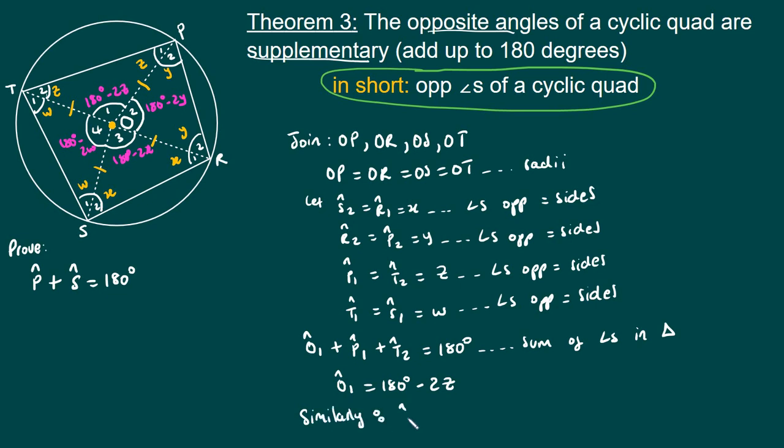Similarly, angle O2 will be 180 minus 2Y. And then angle O3 is going to be 180 minus 2X. And then angle what? Where am I leaving? I'm leaving angle O4. It's going to be 180 minus 2W. Right, that's what you tell them.